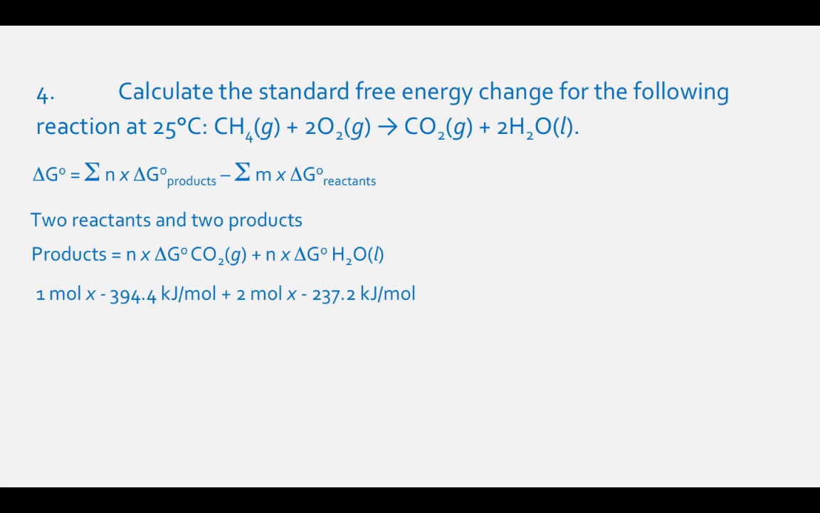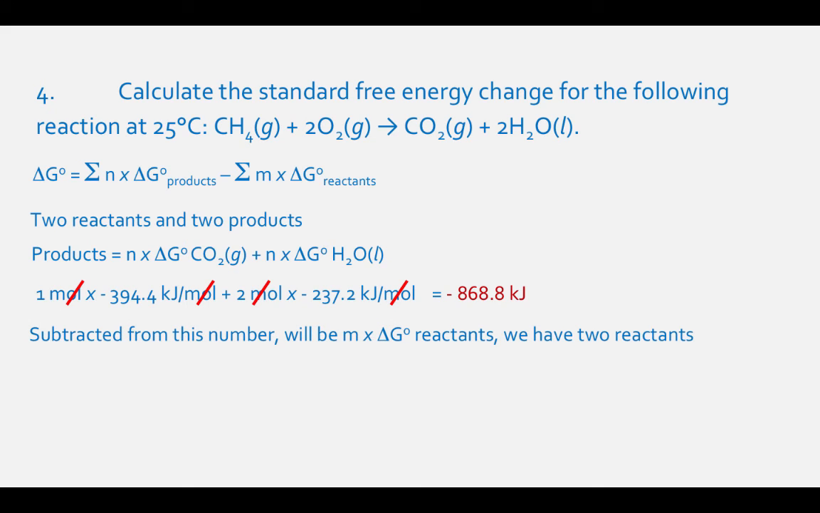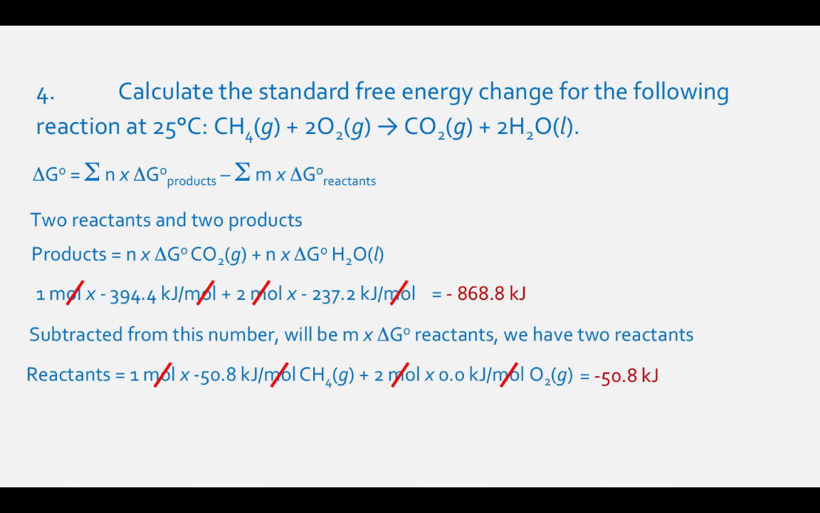This equals 1 mole times negative 394.4 kilojoules per mole plus 2 moles times negative 237.2 kilojoules per mole, which equals negative 868.8 kilojoules. Subtracted from this number are the sum of the two reactant coefficients multiplied by their respective standard delta G values. This will be 1 mole times negative 50.8 kilojoules per mole for CH4 gas and 2 moles times 0.0 kilojoules per mole for the O2 gas. This equals negative 50.8 kilojoules.